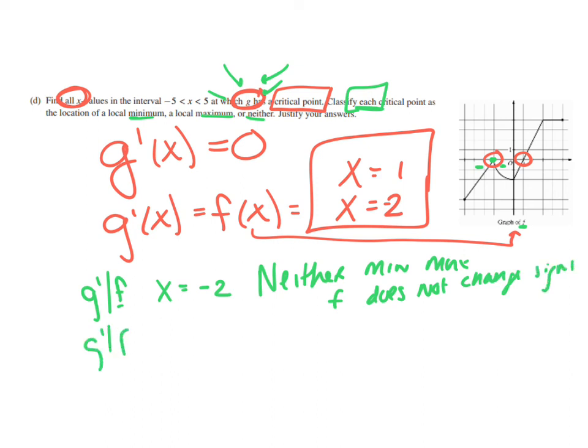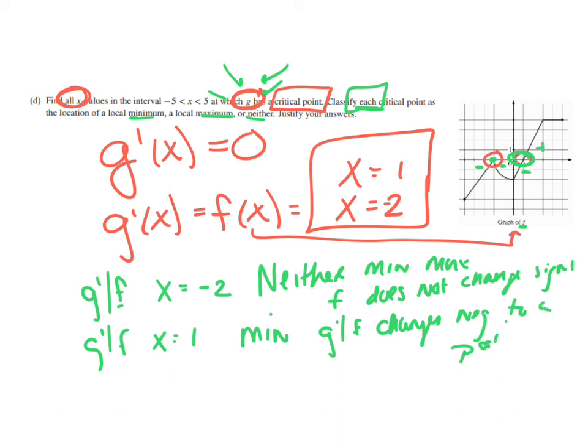And then g prime slash f at x equals 1. So I'm going to go to 1. And I'm looking at f itself. f is below, and now f is above. So I would definitely say this is a min, because g prime slash f changes from a negative to a positive. And there you have it.